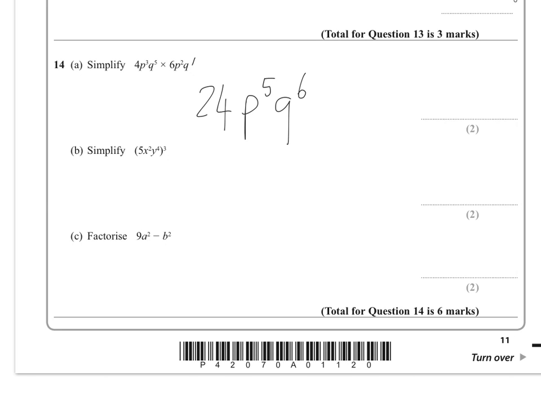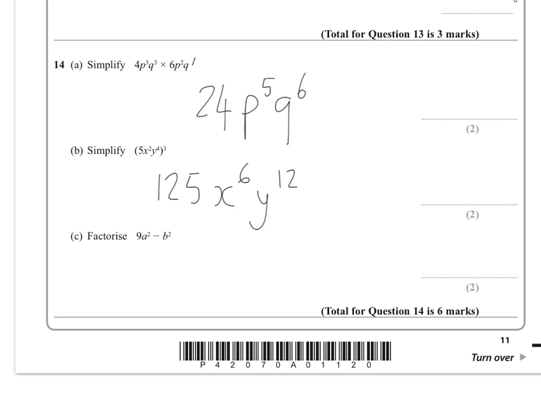Everything in part B is cubed. So 5 cubed, 5 to the power of 3, 125. X squared, all cubed. And I've got brackets, I multiply the powers. 2 times 3 is 6. 4 times 3 is 12.